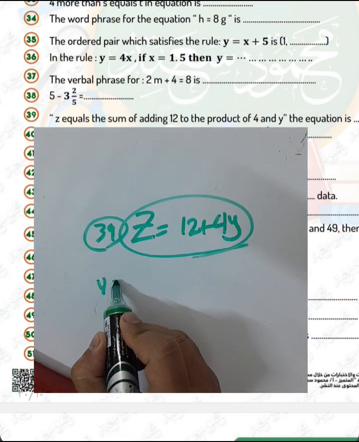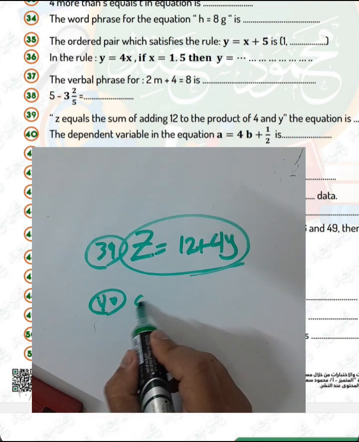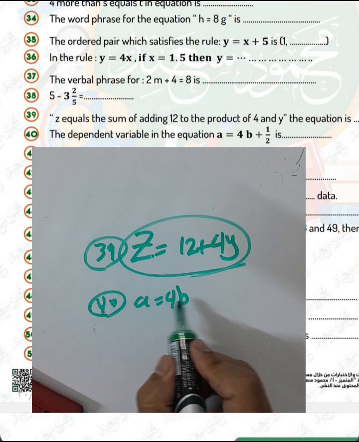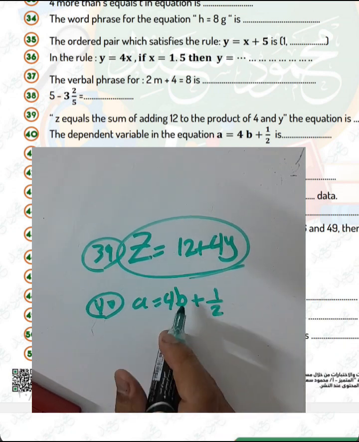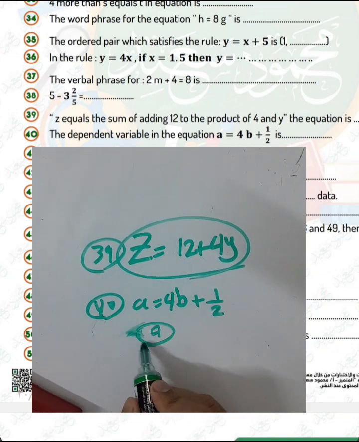Question 40. The dependent variable here, in e equals 4p plus half. What do we call it here? Dependent. It will be e. E here is the dependent and p the independent.